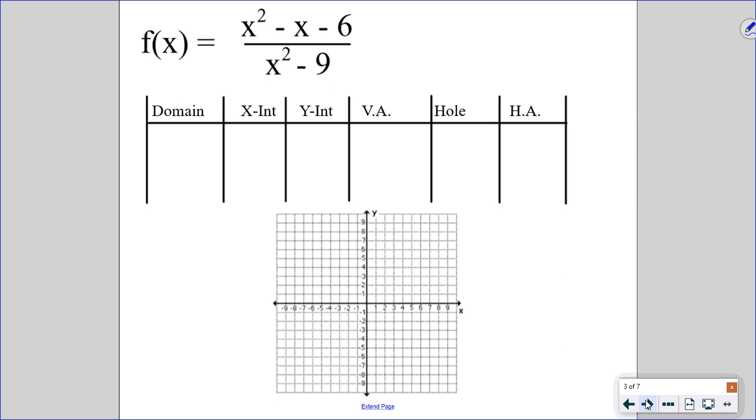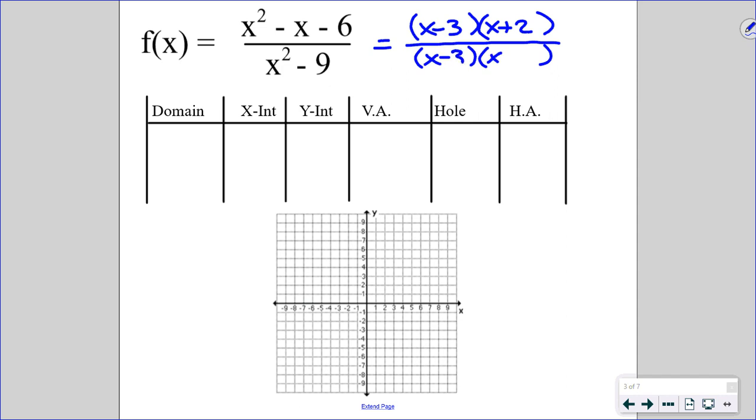So, number 1, I'm going to start by factoring. Factors of -6 that add to -1 would be -3, +2. To factor the denominator, we're going to use difference of squares. So x squared minus 9 factors into x minus 3 times x plus 3.